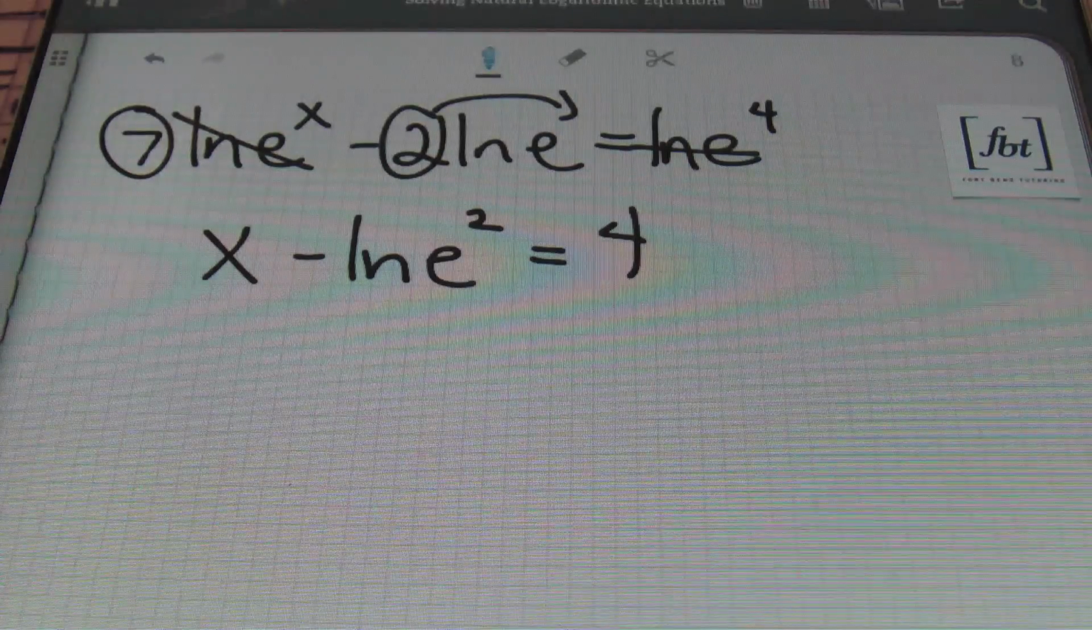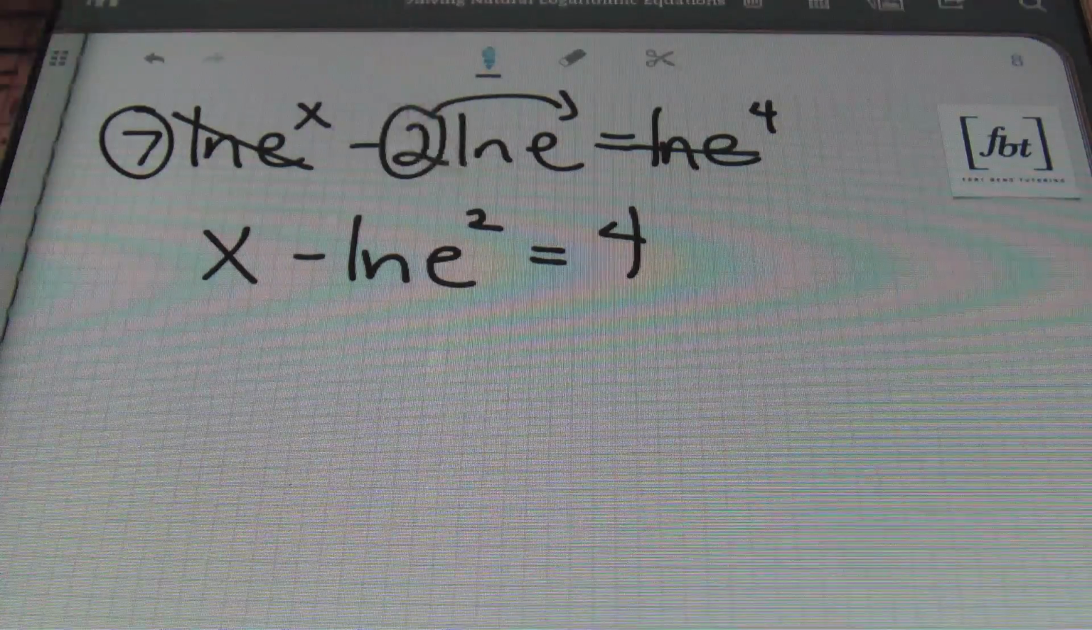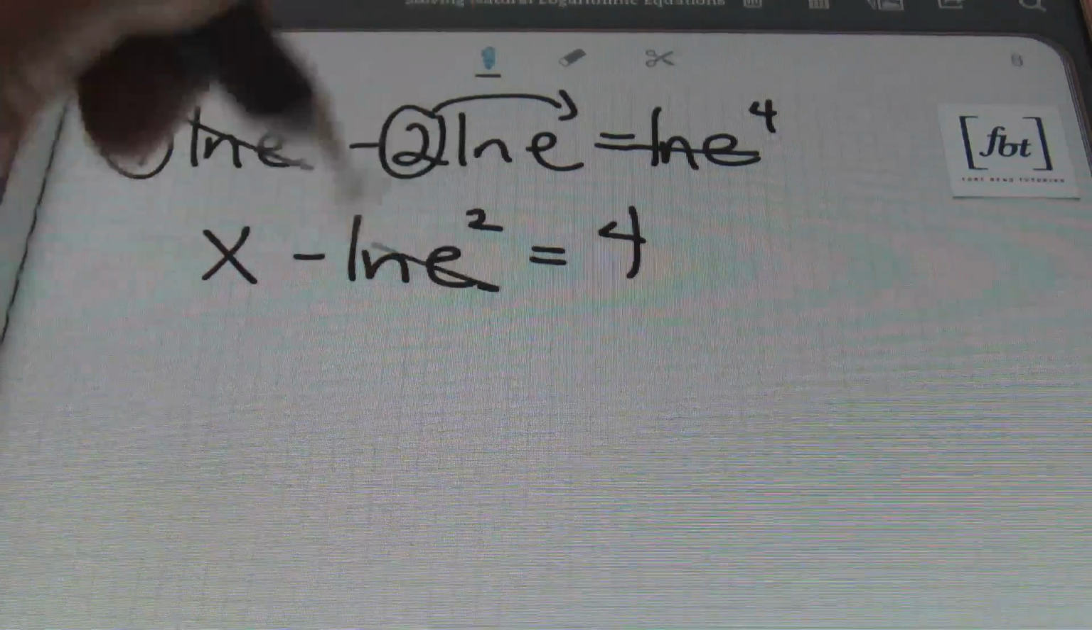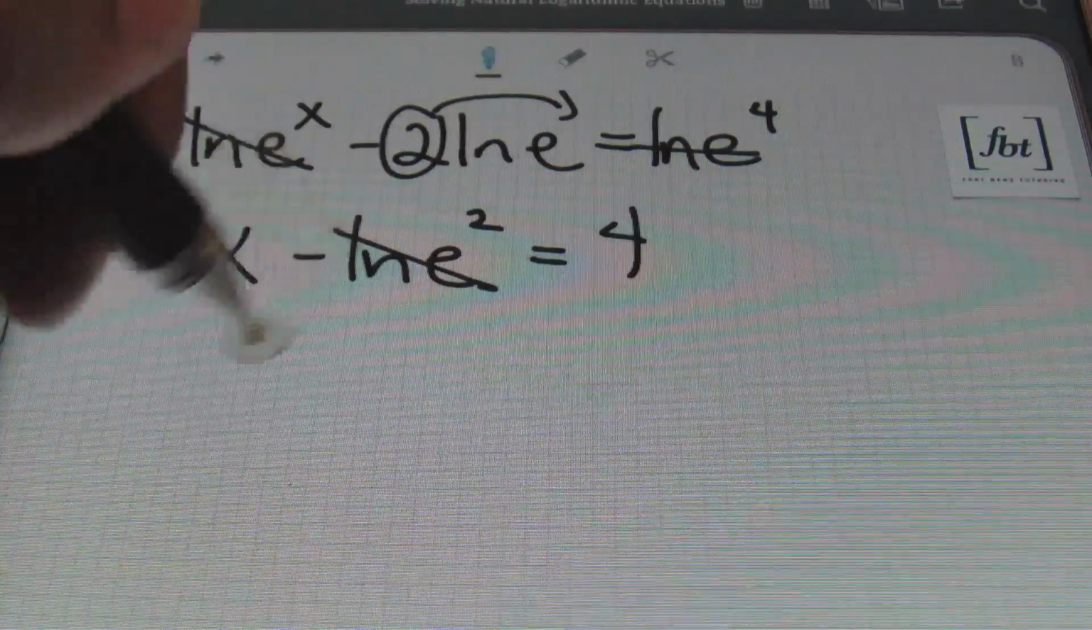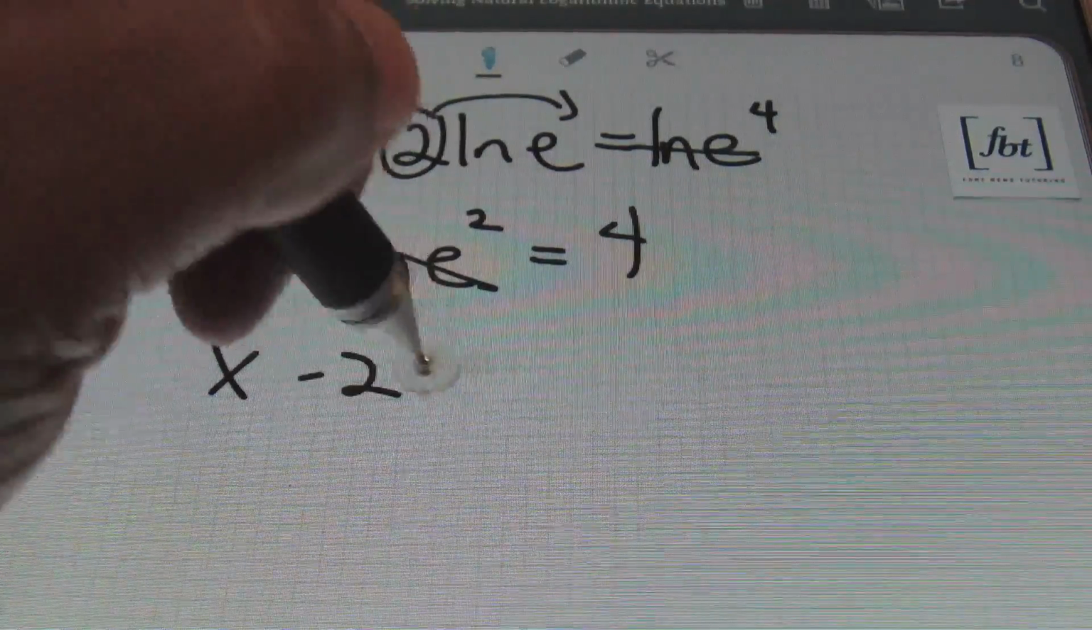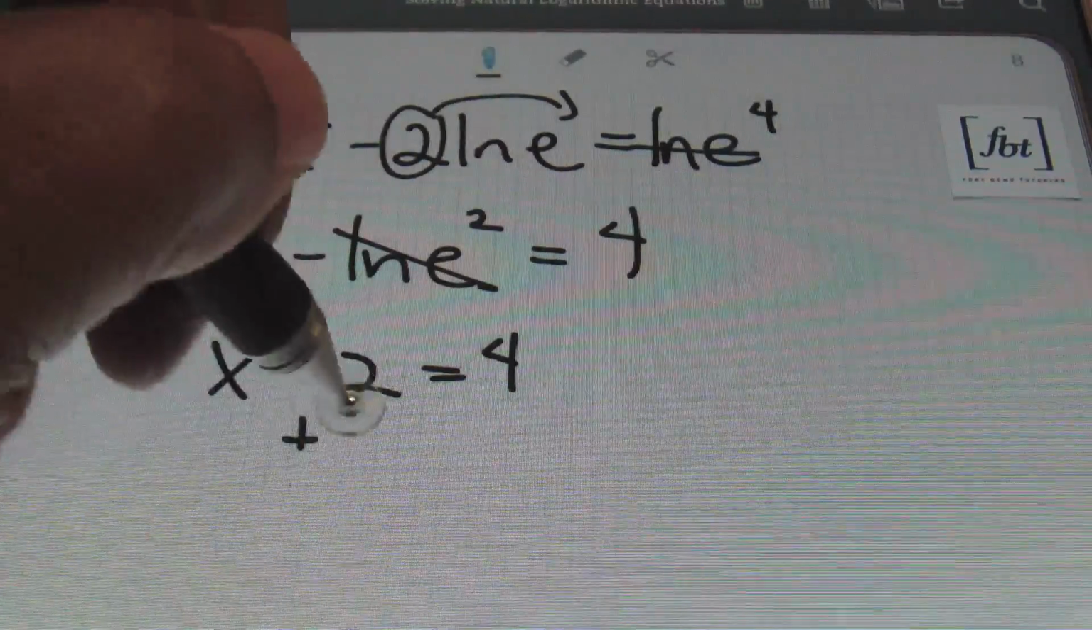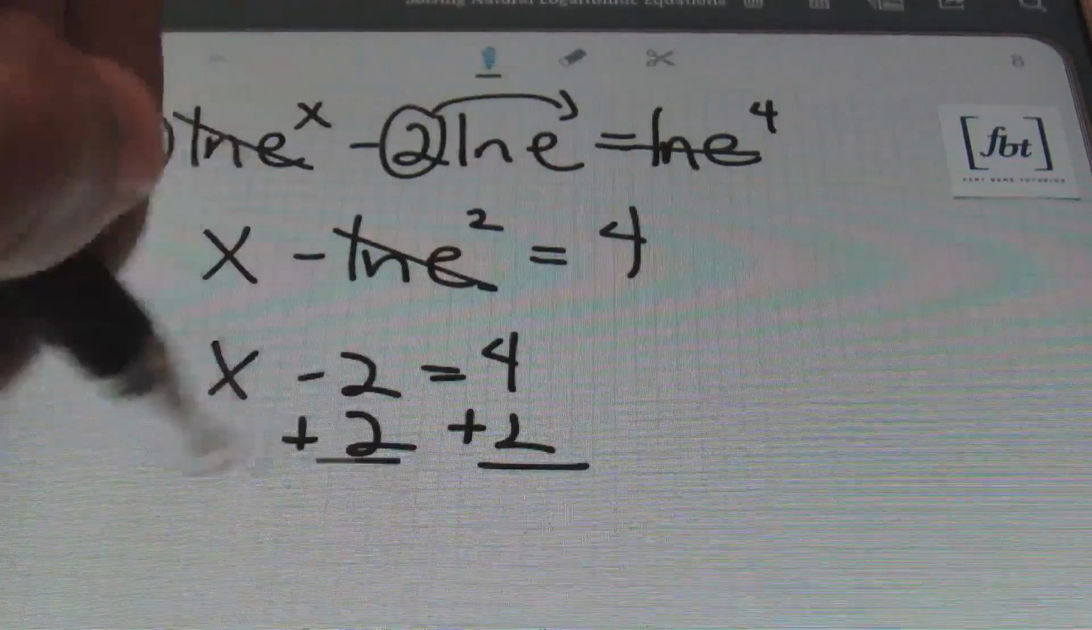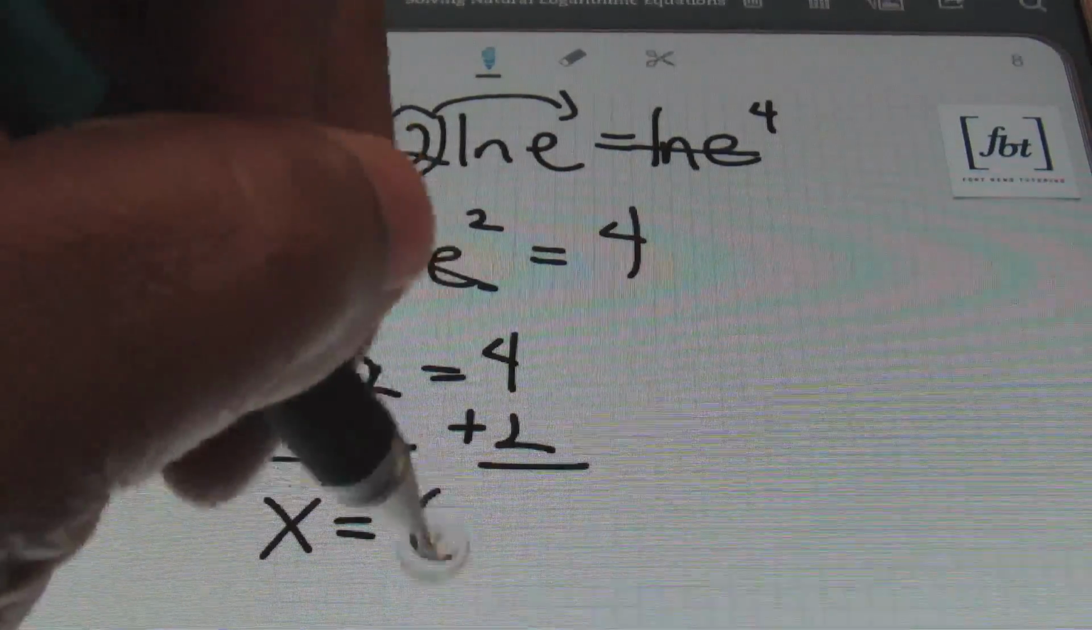What we can do from here, ladies and gentlemen, is still recognize that I have that natural log and e right next to one another, right? So that cancels out. So I now have x minus 2 equals 4, and then by adding 2 to both sides, you'll end up with x equals 6.